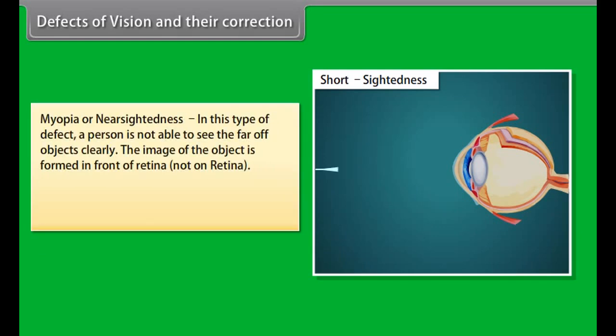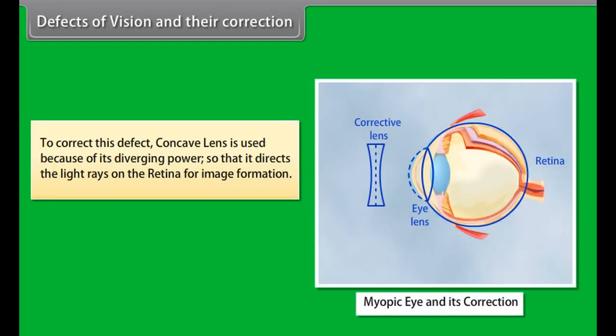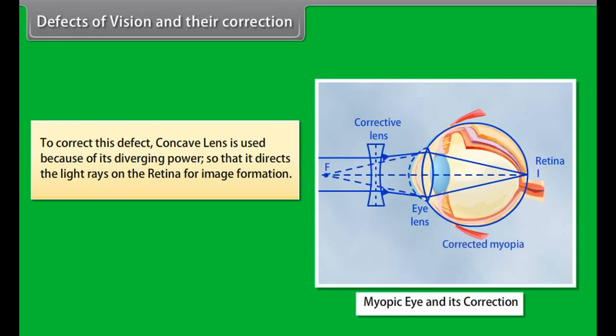Myopia or nearsightedness. In this type of defect, a person is not able to see far-off objects clearly. The image of the object is formed in front of the retina. It is caused either due to elongation of the eyeball or due to excessive curvature of the eye lens. To correct this defect, a concave lens is used because of its diverging power, so that it directs the light rays on the retina for image formation.